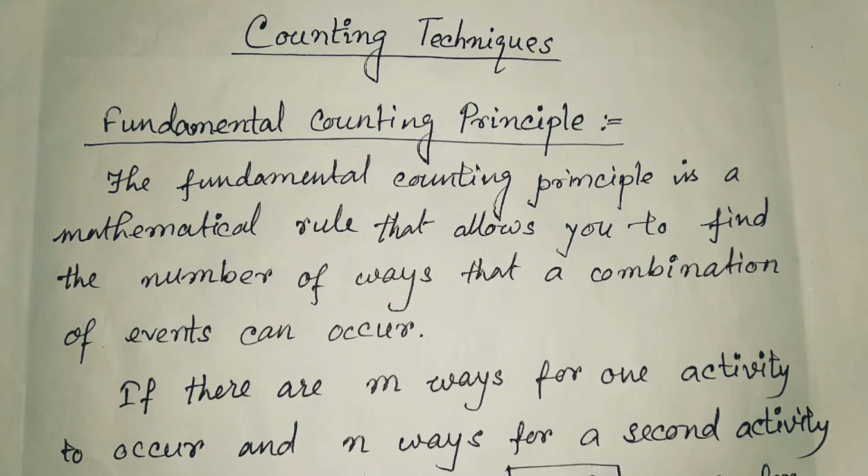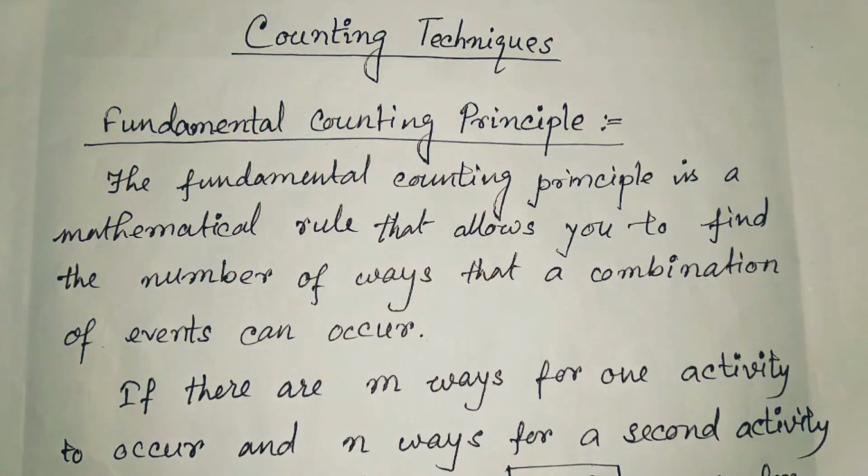In this video lecture, we have started the counting technique, which is part of discrete mathematics. Initially, the fundamental counting principle. The fundamental counting principle is a mathematical rule that allows you to find the number of ways that a combination of events can occur. If there are m ways for any one activity, and n ways for a second activity, then there are a total of m into n ways for both activities to occur.